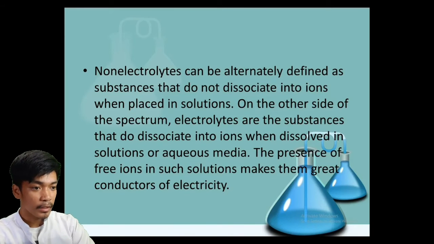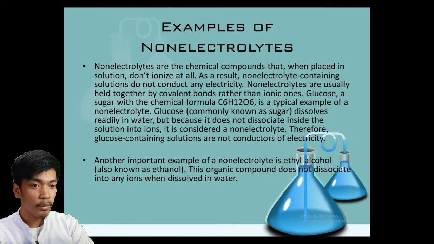Non-electrolytes can alternately be defined as substances that do not dissociate into ions when placed in solution. On the other side of the spectrum, electrolytes are substances that do dissociate into ions when dissolved in solution or aqueous media. The presence of free ions in such solutions makes them great conductors of electricity. Examples of non-electrolytes are chemical compounds that, when placed in solution, don't ionize at all. As a result, a non-electrolyte-containing solution does not conduct any electricity.